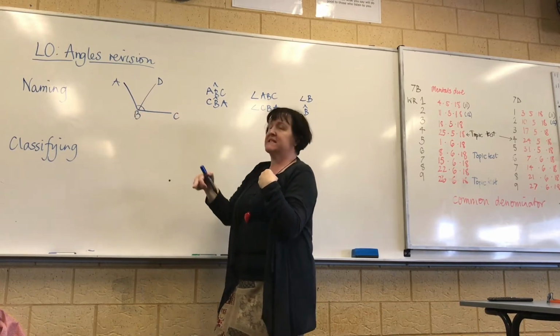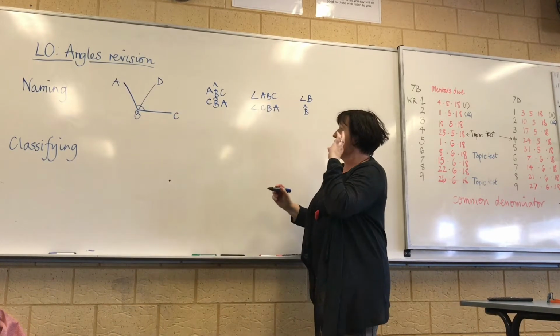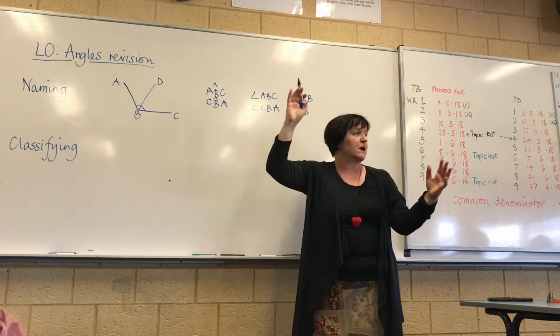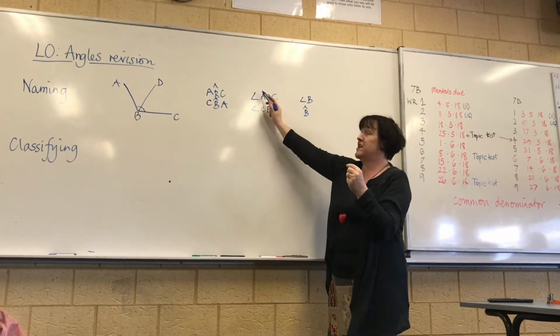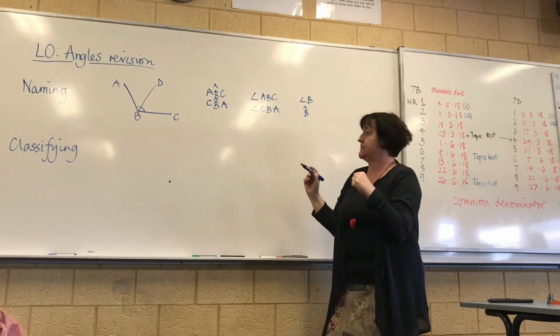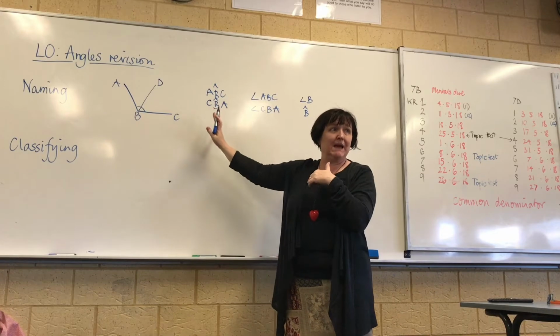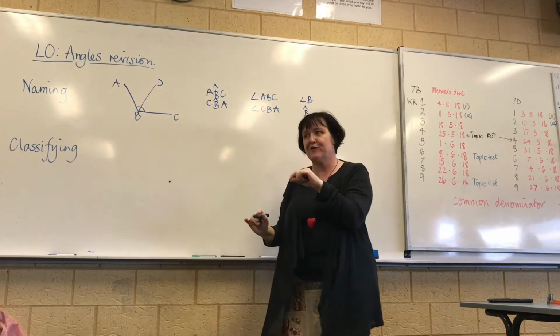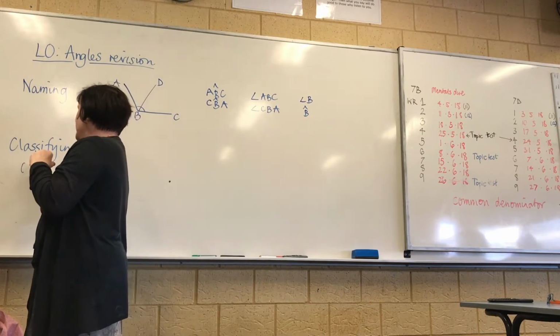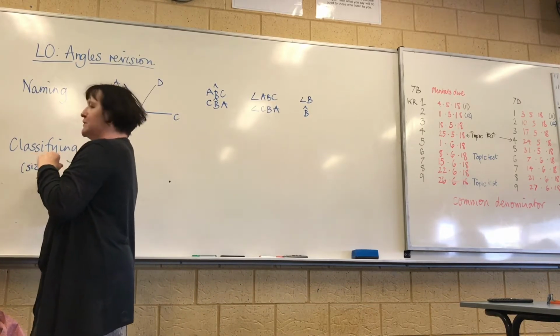What would this one be called? Yep, DBC or CBD. Now, you've got to remember, I tend to use the little hat because that's just the way I was taught, but in Australia they do tend to use the angle sign more, okay? But either way is correct. So is everyone happy with naming? Okay, now classifying, okay, that's when we talk about the size of the angle.